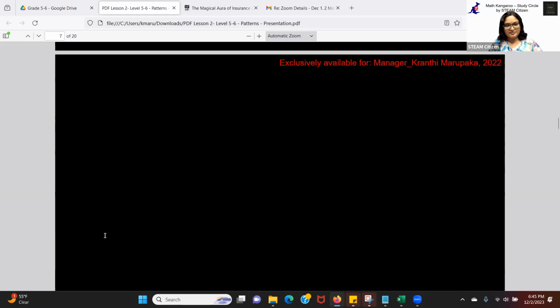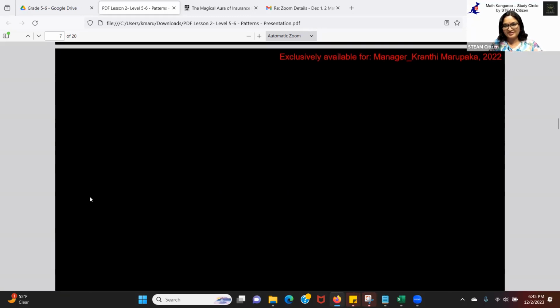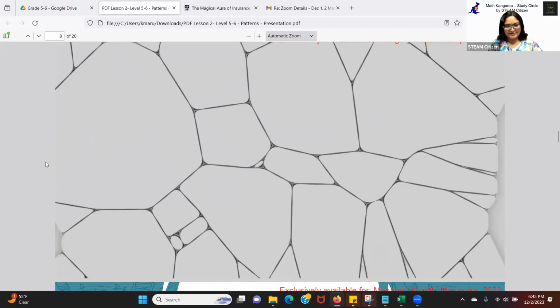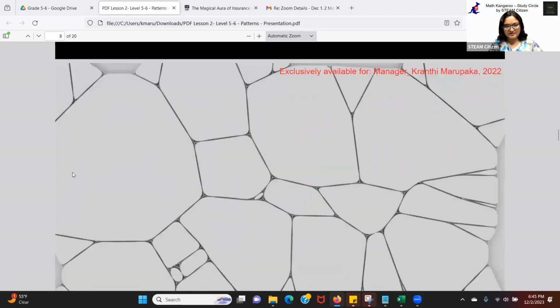What's this? The pattern here is there's nothing there. It's completely black, I guess. Yes. Yeah, I don't know. This is a funny one.